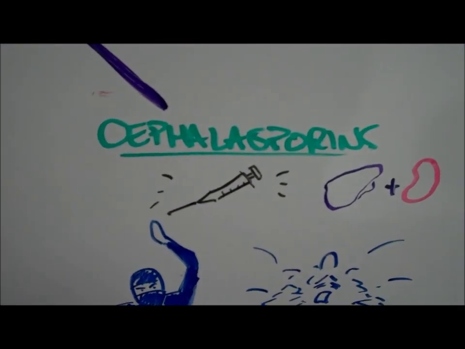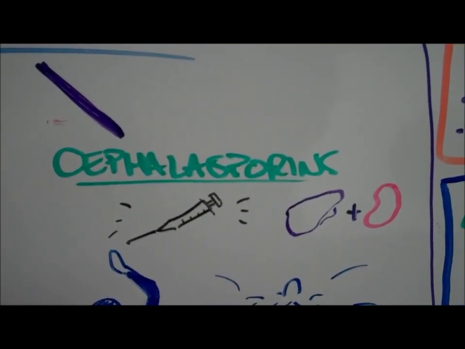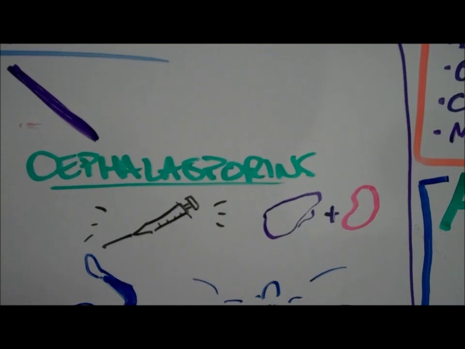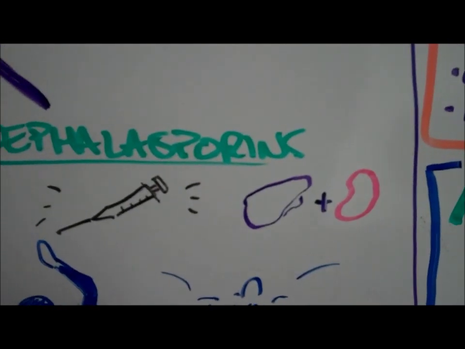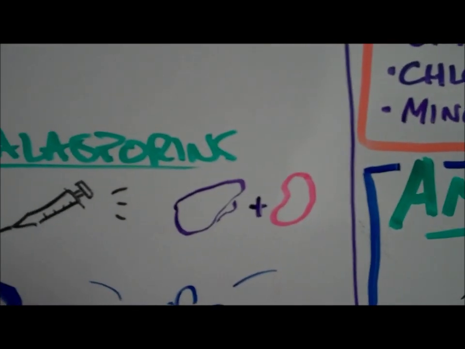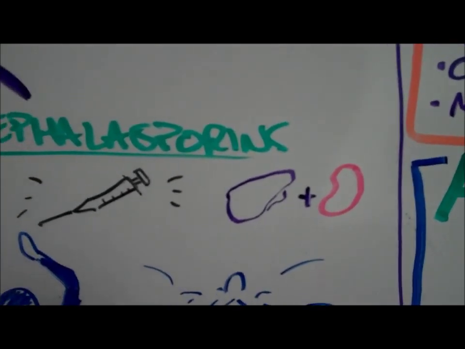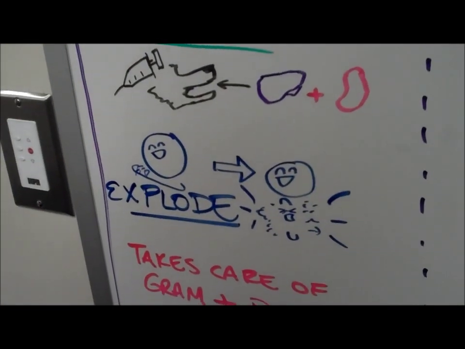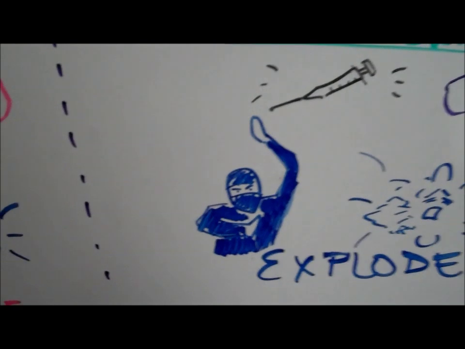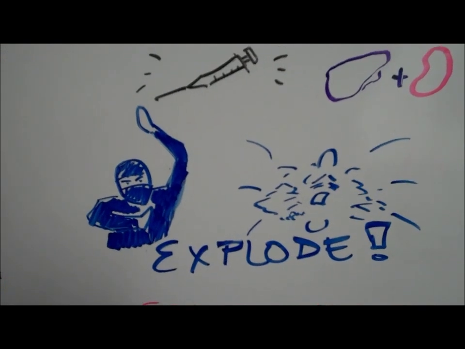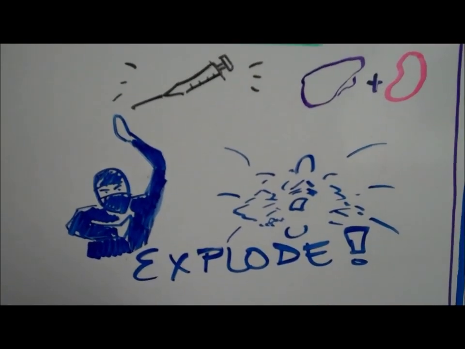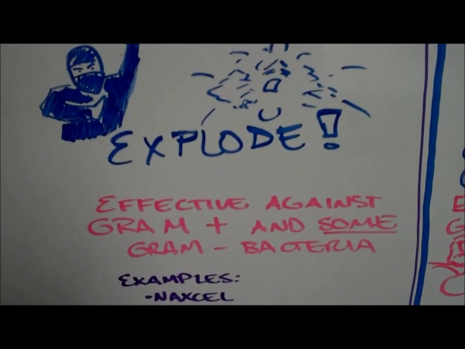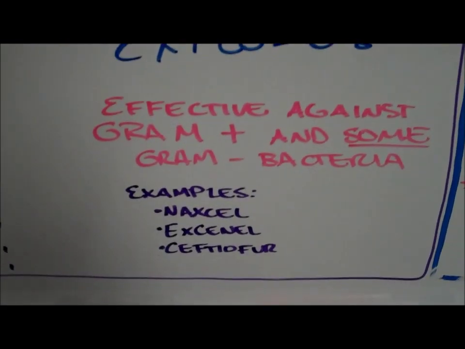Those are also given by injectable. And they're metabolized by the kidney. No, wait, I meant liver. Just testing you guys. So they're metabolized by the liver and excreted through the kidneys. The tricky thing about this is that they're ninjas. They sneak through the cell wall, unlike the previous one, where they just bind on the cell wall and make it explode. They actually sneak in, like little ninjas, and then they make the cell explode. It's kind of awesome that way. And it's effective against gram-positive and some gram-negative bacteria. And those are some examples.